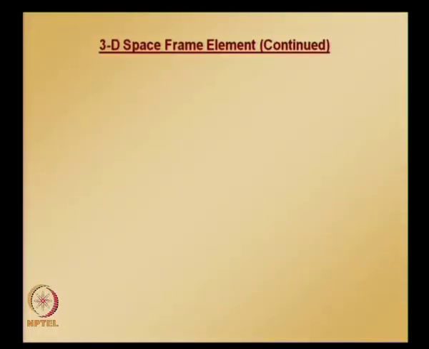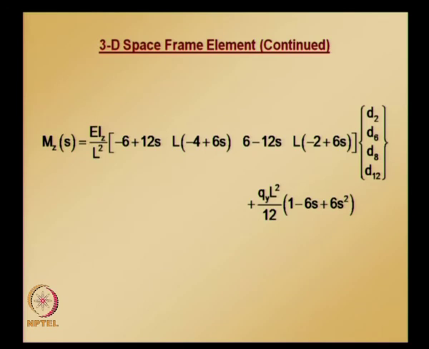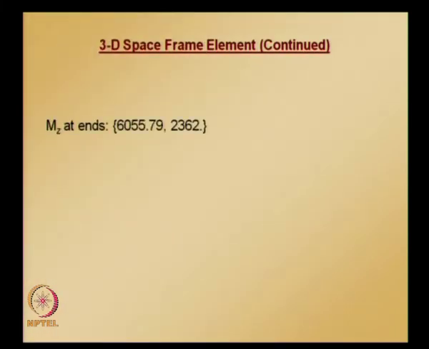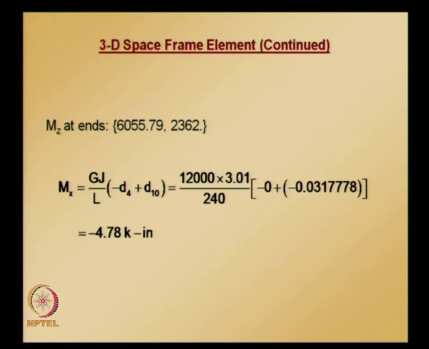Similarly, for the Mz component, simplification of that gives us the Mz component in terms of S. So, by substituting S equal to 0 and S equal to 1, we get Mz values at nodes 1 and 4, and the torsional moment Mx, and these are the axial forces, shear, moment and torsional moment for element 1. Similar calculations can be repeated for element 2.